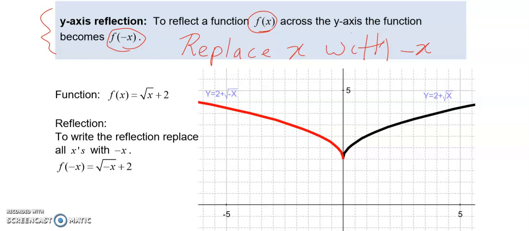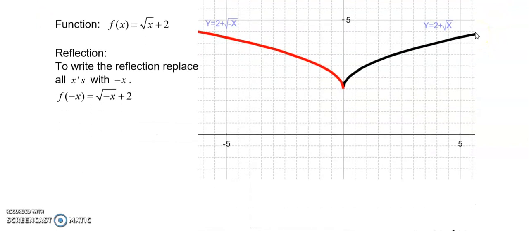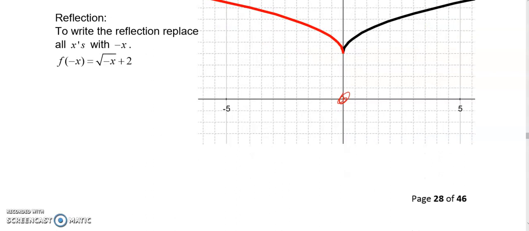Now, there's a third type of reflection as well that I'm going to consider here, and I want you to consider it as well. You can also take a function and reflect it across the origin. The origin is, of course, the point 0, 0. Basically, it acts like a 180-degree rotation around the origin. So your new function would end up looking something like this right here, from the black one, that is.